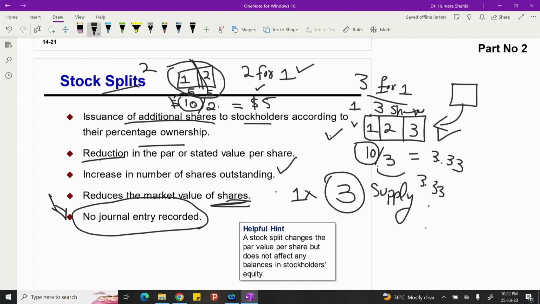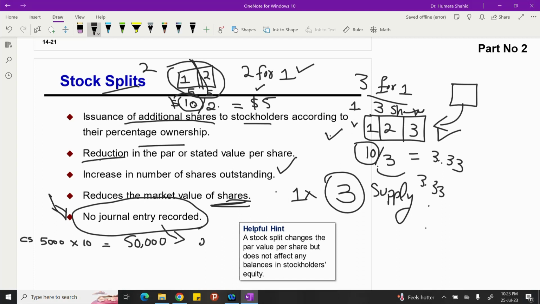Why is there no journal entry for the stock split? I'll make this point more clear after a while, but do remember, stock split does not affect any part of the stockholders' equity. For example, before the stock split, a company has 5,000 shares and the par value for each share was $10. So the common stock was 50,000. It was before the split.